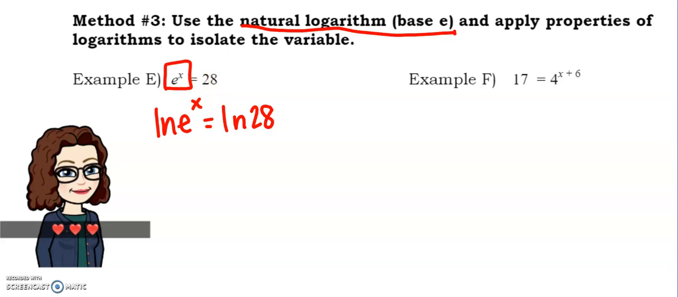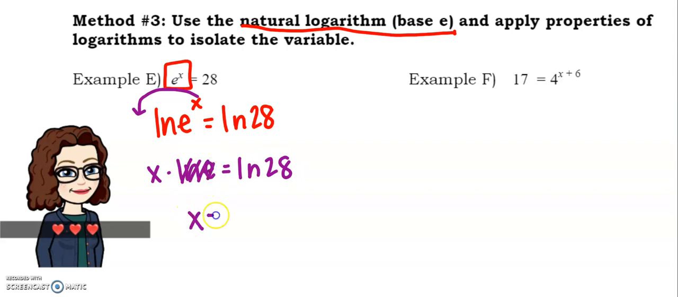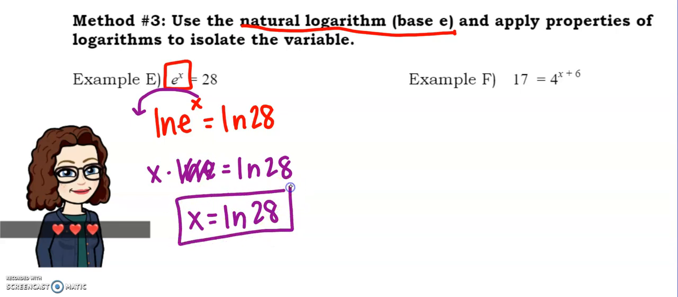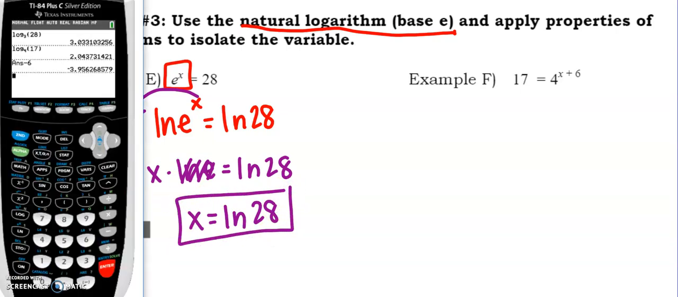I'm going to swing the x down in front using my properties of logarithms. The natural log of e, because those match, that's just a number 1, so it goes away. So x is equal to the natural log of 28. And that's it. Everybody has the natural log button on their calculator, so you could just type ln of 28.